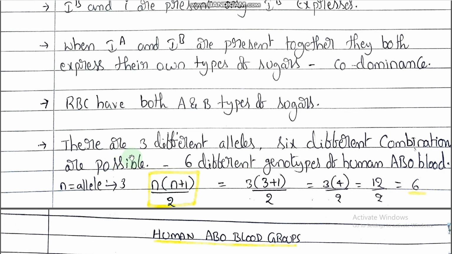So in the ABO blood group system, there are three different types of alleles and six different combinations. So six different types of genotypes are possible, giving six different types of human ABO blood group, alright. How is it possible? There is a standard formula, n into n plus 1 by 2, where n is the number of alleles, right? 3 into 3 plus 1 by 2, 3 into 4 by 2, 12 by 2, and six genotypes are present, right?